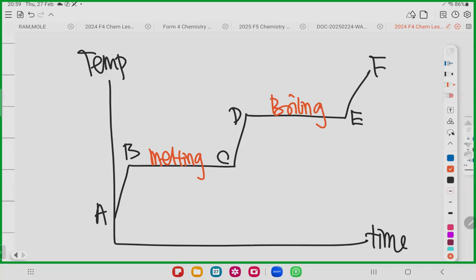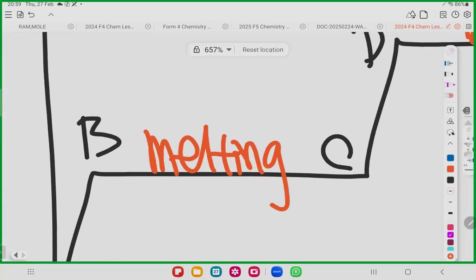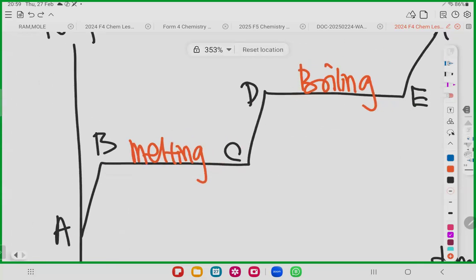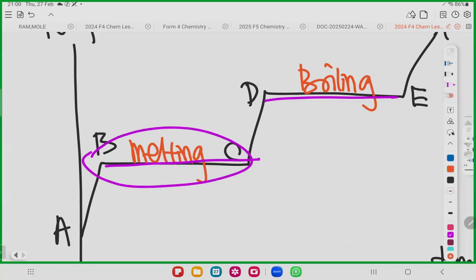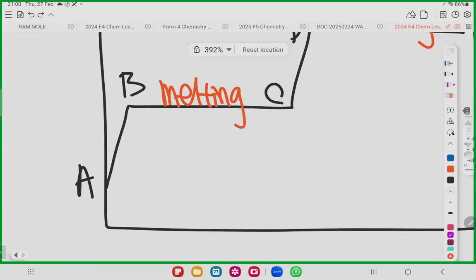Now I want you to zoom in to here. Remember I told you, on the horizontal line, they change from one form to another form. They change from solid to liquid, liquid to gas. This is where the magic happens. I want you to see here on this line, this is the starting and this is the ending.